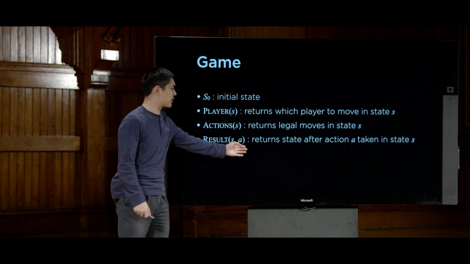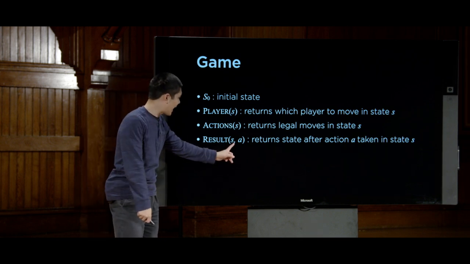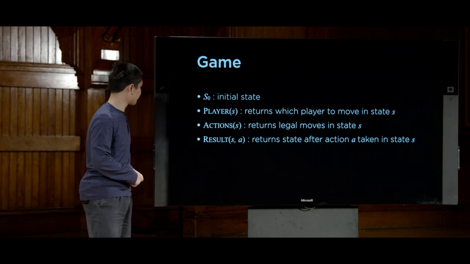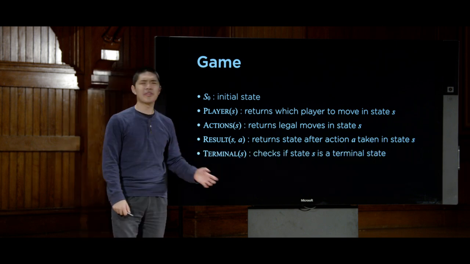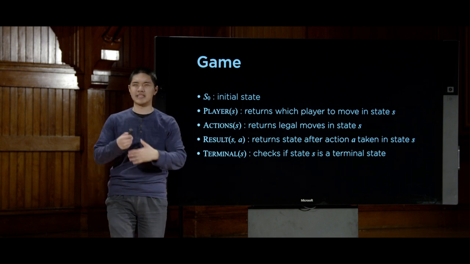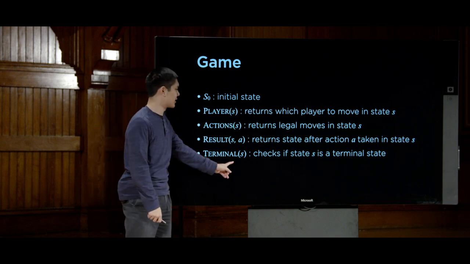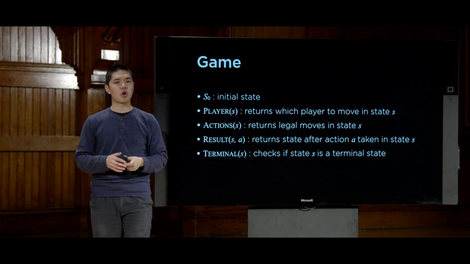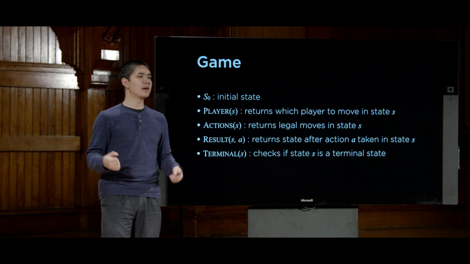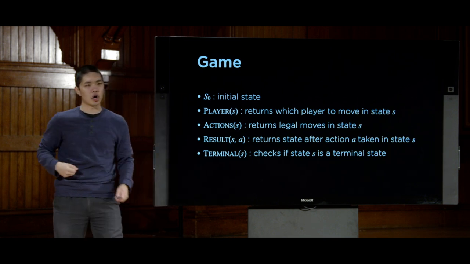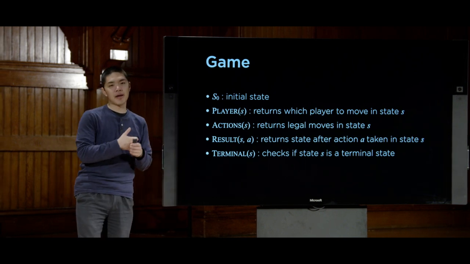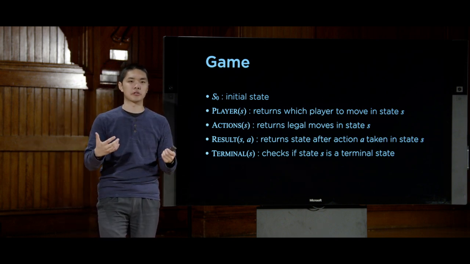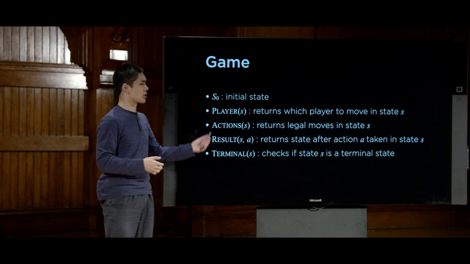We need some notion of a transition model, same as before. If I have a state and I take an action, I need to know what results as a consequence of it. I need some way of knowing when the game is over. So this is equivalent to kind of like a goal test, but I need some terminal test, some way to check to see if a state is a terminal state, where a terminal state means the game is over. In the classic game of tic-tac-toe, a terminal state means either someone has gotten 3 in a row or all of the squares of the tic-tac-toe board are filled.